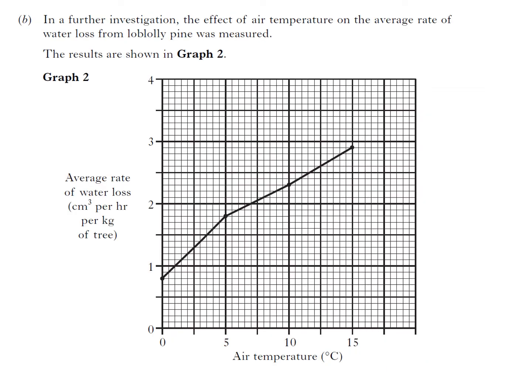Okay, some more data. In a further investigation, the effect of air temperature on the average rate of water loss from loblolly pine was measured. Okay, so we have a water loss axis, that's fine, and then we've got air temperature going along the bottom. See this gap here, the fact it doesn't go up to here? As soon as you see this, it means you're probably going to have to extrapolate out from the graph. But this is otherwise quite a straightforward, nice graph, and this is again going up in 0.1s, so that's a nice, easy one to read off.